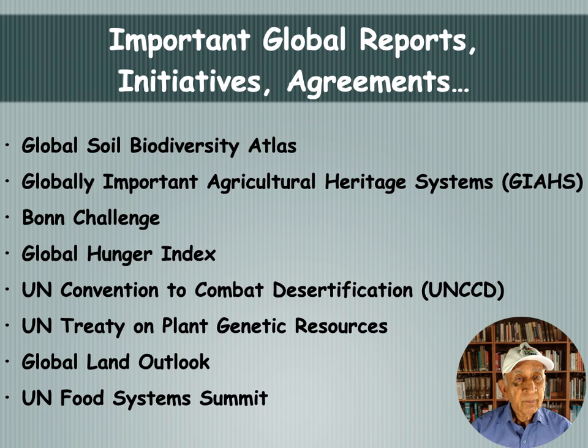Now there are a number of global reports, initiatives, and so on. So you must look at the Global Soil Biodiversity Atlas, the Globally Important Agricultural Heritage Systems of UNFAO, the Global Hunger Index, in which India doesn't figure very favorably. Then the UN Convention to Combat Desertification and the UN Treaty on Plant Genetic Resources. The UNCCD also publishes the Global Land Outlook. There have also been a couple of UN Food System Summits, find out what it was about.